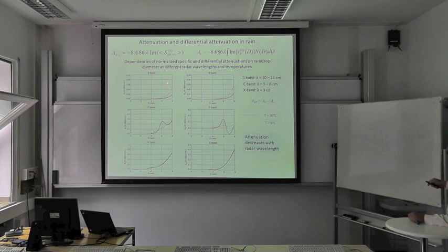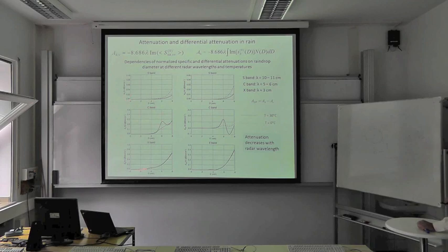So the dependencies are shown here. If the propagation occurs in a medium composed of non-spherical hydrometeors, then there are differences in the specific attenuations of horizontal polarization and vertical polarization. This difference is called differential attenuation. Differential attenuation affects differential reflectivity, and attenuation affects radar reflectivity, because they become biased. These are plots for normalized specific attenuation, and these are plots for normalized differential attenuation, the difference in attenuation factors per kilometer. You can see the difference in scale here.